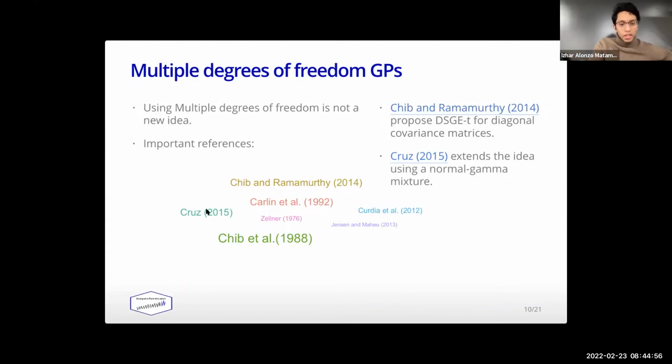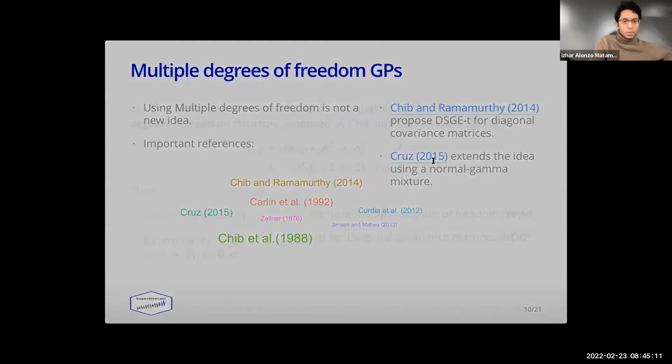But then in 2015, Cruz proposed an extension of the idea of Chib and Ramamurthy for any general covariance matrix using a normal gamma mixture. So right now, we're going to talk about what the idea of Chib-Ramamurthy is, present Cruz's idea, and then present the general multiple degrees of freedom Gaussian processes.